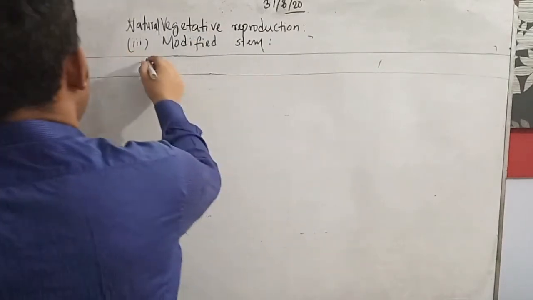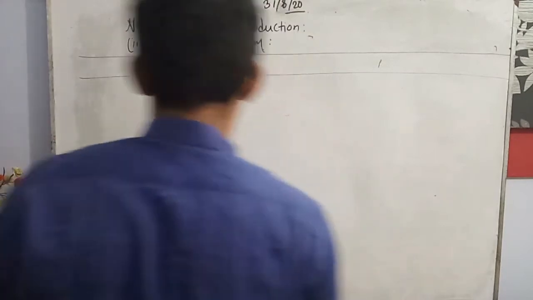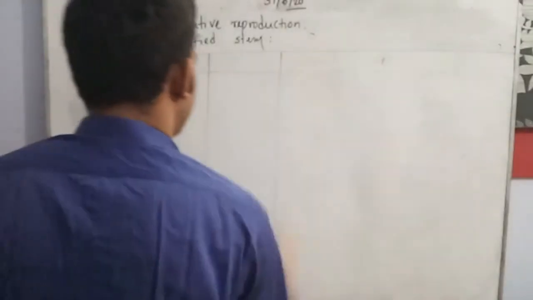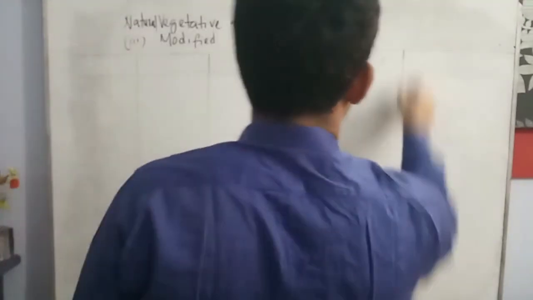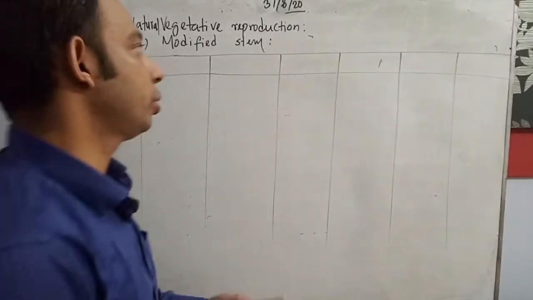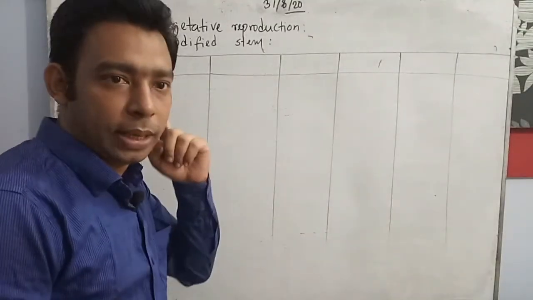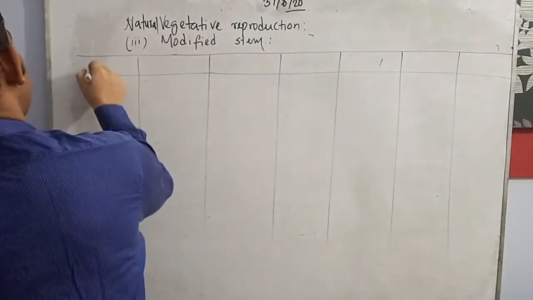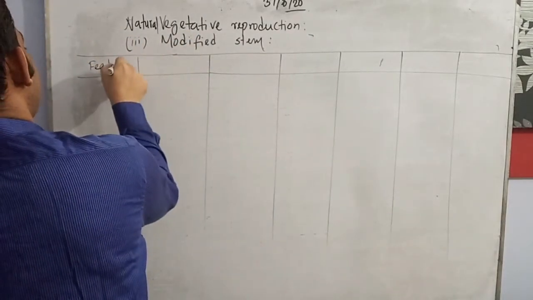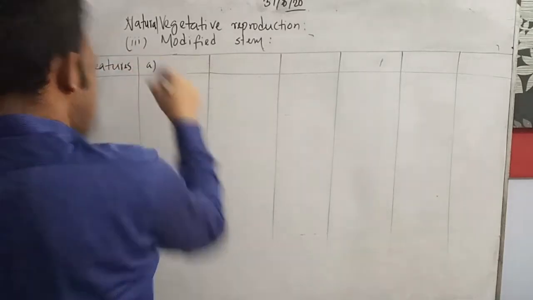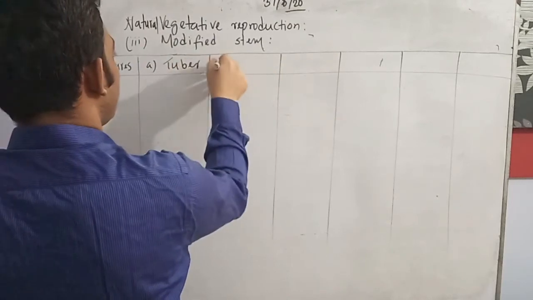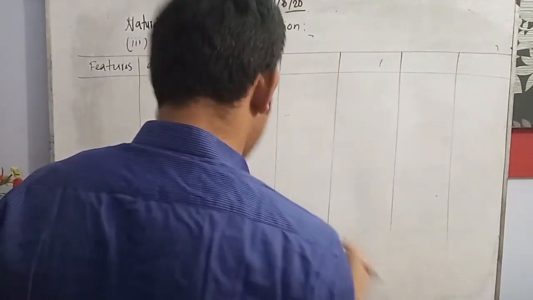Okay, so 1 2 3 4 5 6 7, we will draw. 7 boxes. You will ensure this one. I will do something and you will do the next onward. Suppose features, in the left part I write the features. Modified stem, actually tuber. Number 2, I will make you a discussion. Rhizome.